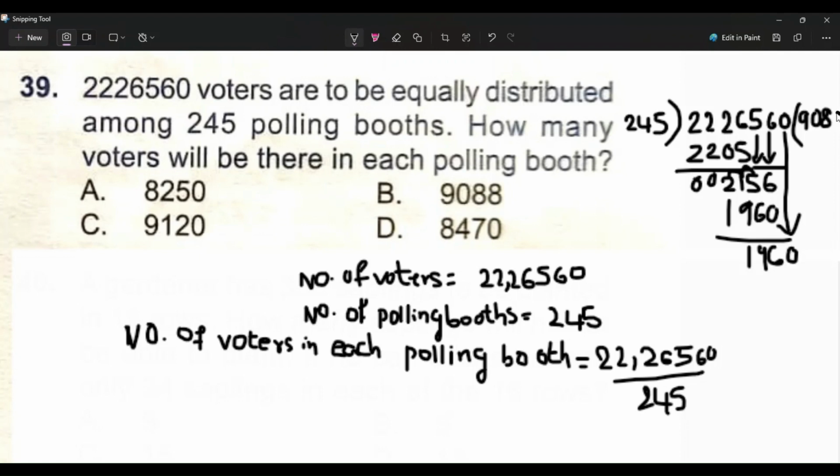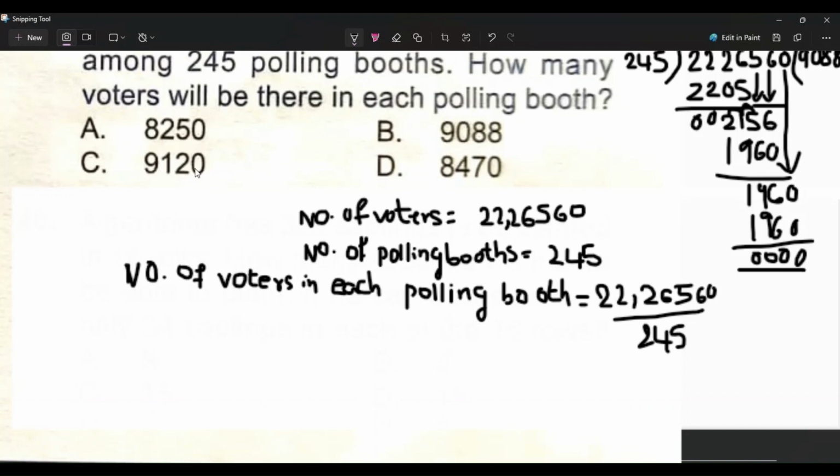So 245 8s are 1960. 0 minus 0 is 0. 6 minus 6 is 0. 9 minus 9 is 0. 1 minus 1 is 0. So we got the quotient as 9088. So the number of voters in each polling booth is 9088. That is the answer, children. So option B is the right answer, children.